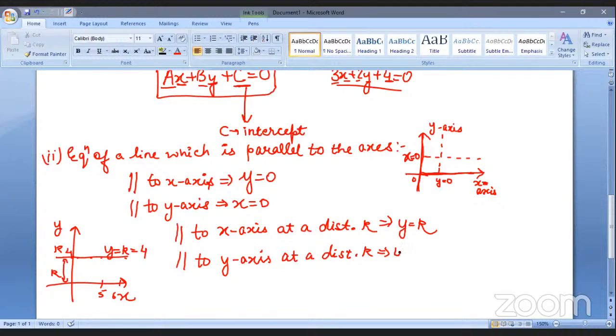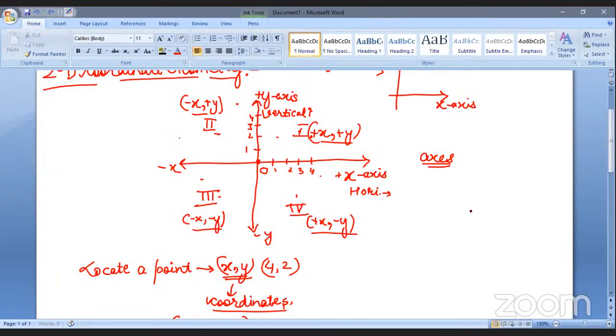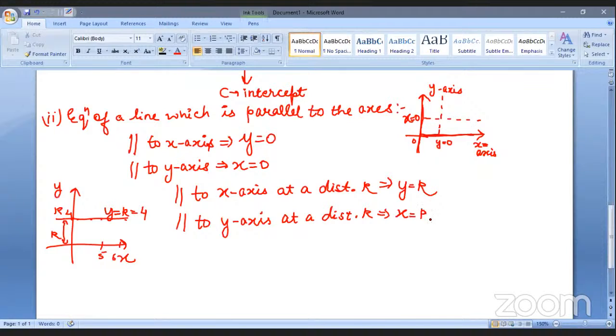Okay, so x is equal to k. For example, if we have the two axes, x and y, and by chance this distance is k, then for any value of y, the value of x will be constant. So here x will be equal to k. This will be the equation. Or if this k is supposed to be 2, then the equation of the line will be x is equal to 2.